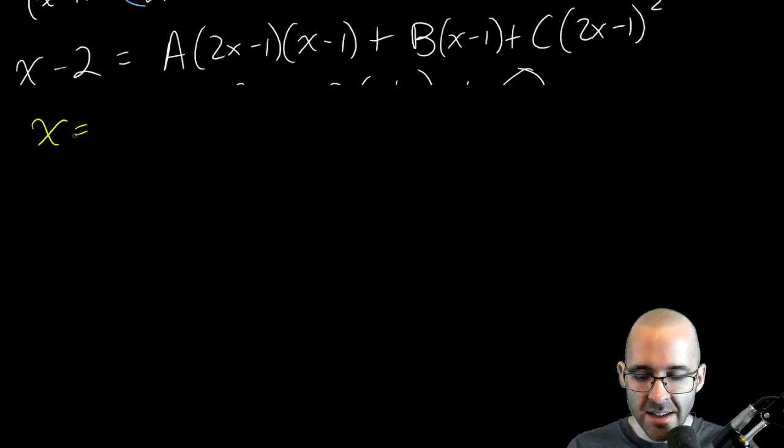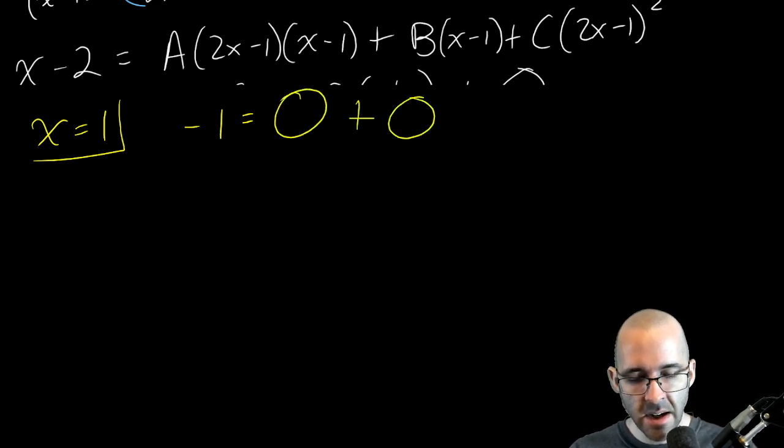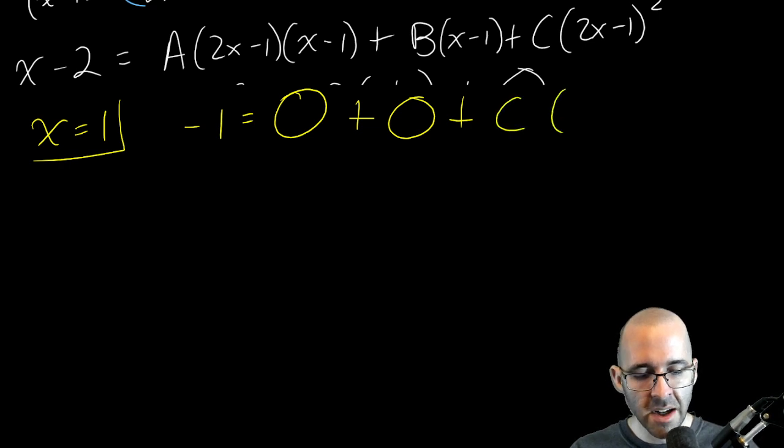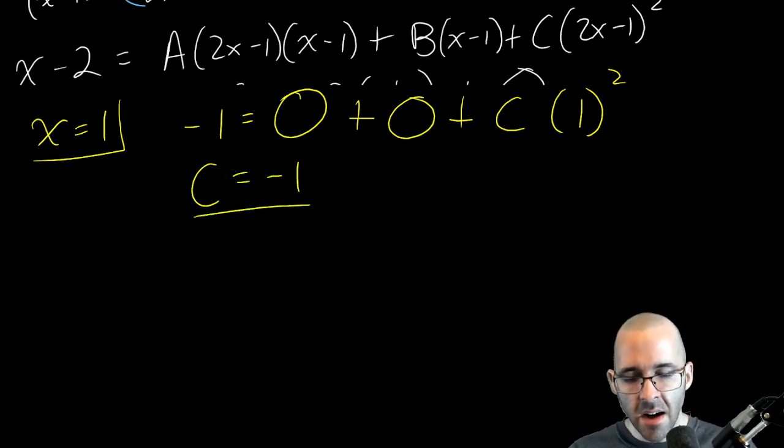So let's also plug in x equals 1. When you plug in x equals 1, we get 1 minus 2 equals, this guy is a 0, this guy is a 0. And this becomes c times, when x is 1, 1 squared. Oh, great. So c is negative 1. All right, what else should we plug in to get the last one?